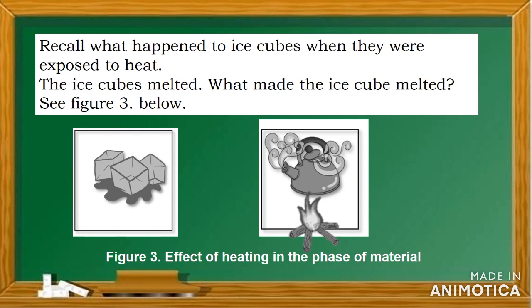Let us recall what happened to ice cubes when they were exposed to heat. The ice cubes melted. What made the ice cubes melt? See Figure 3 below. The ice cube melted because it was exposed to heat. In this Figure 3, these are the effects of heating on the phase of materials.